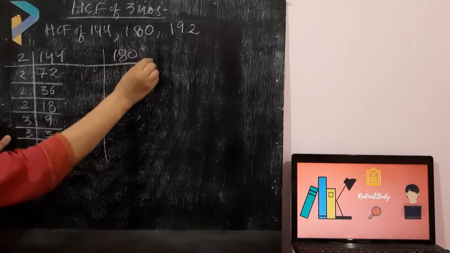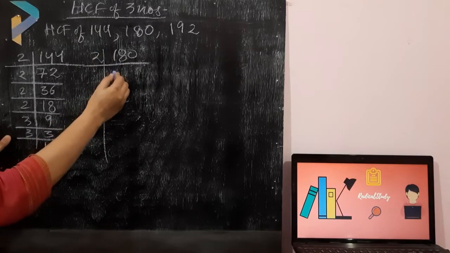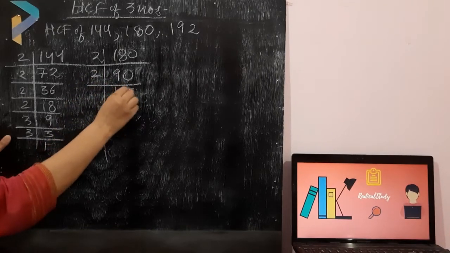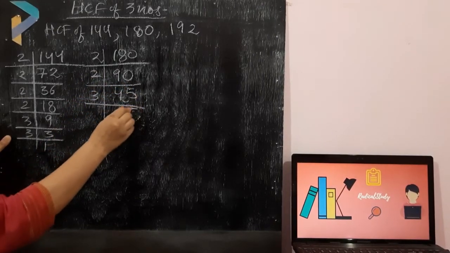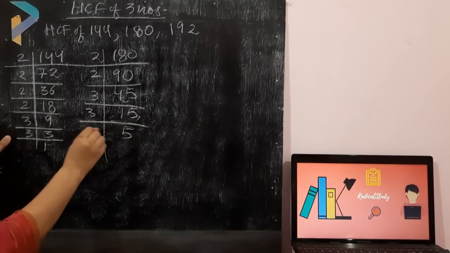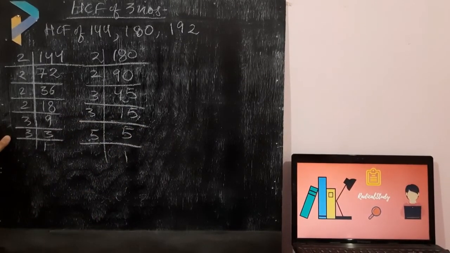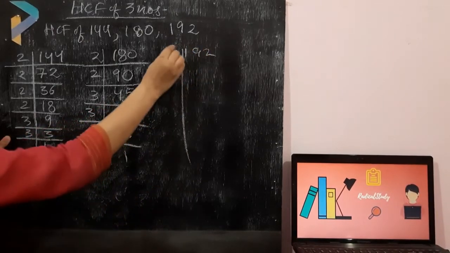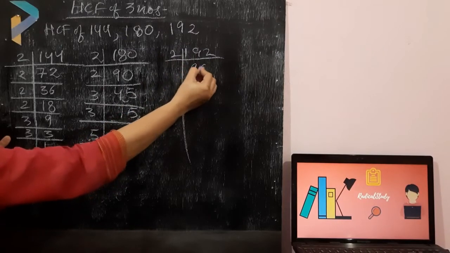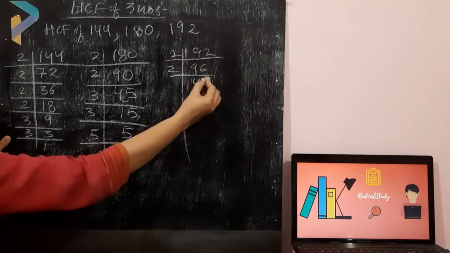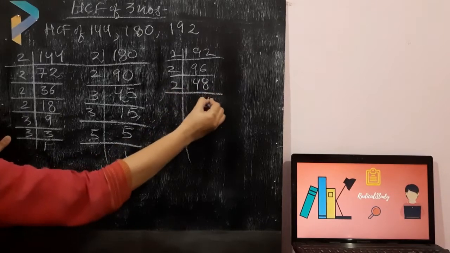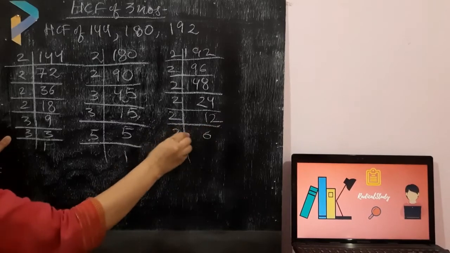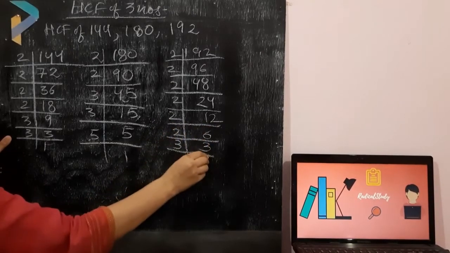Now again I am going to factorize it by the prime factorization method. 2 nines are 18, 2 zeros are, 2 fours are 8, 2 fives are 10, then 3 ones are 3, 3 fives are 15, and then it will go by 5. Now the next number is 192, so I have to factorize 192. 2 nines are 18, 2 sixes are 12, 2 fours are 8, 2 eights are 16, 2 twos are 4, 2 fours are 8, 2 twelves are, then 2 sixes are, 2 threes are, then again 3 ones are 3.